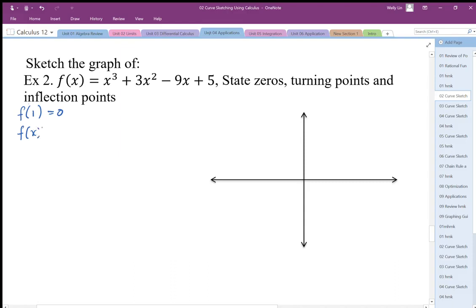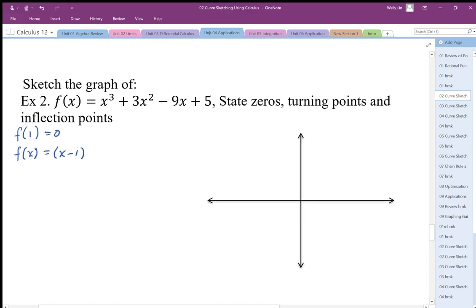So my f of x can be written in factored form. Okay, one of my factors is x minus 1. So I just have to break down the rest of that quadratic. I'm going to use synthetic division here. So I'm going to use x minus 1. I'm going to subtract. So I'm going to multiply and subtract. Multiply and subtract. Multiply and subtract. We need to end up with a remainder of 0.